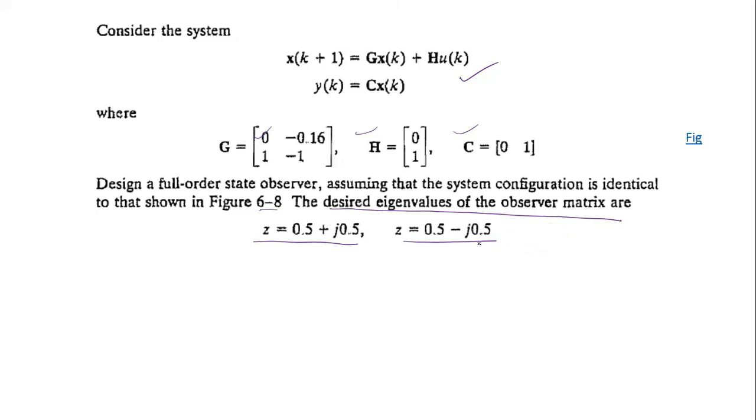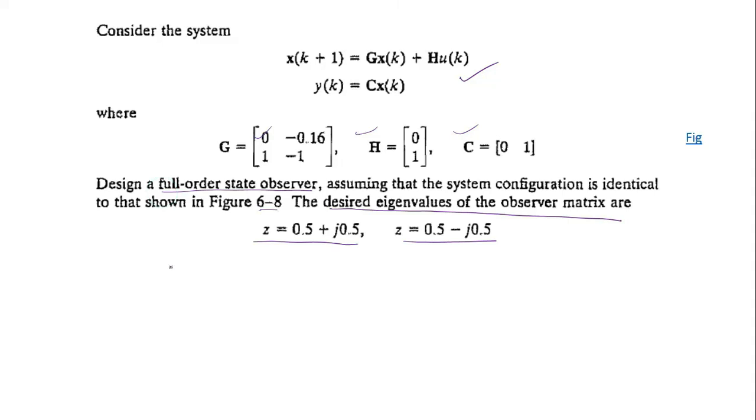Sometimes in the question the time domain specifications would be given, and then you need to find the desired characteristic equation and proceed with the steps to find KE. So I'll show you how to find the KE matrix, so how you design the full order state observer for this question.